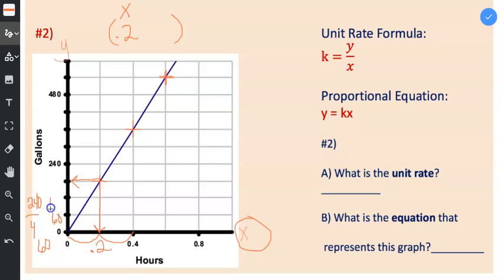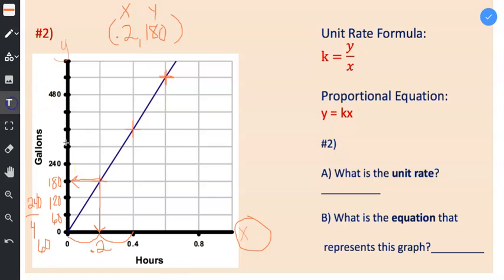60 plus 60 is 120. 120 plus 60 is 180. 180 plus 60 gets me to 240. That works great. So this must be 180. So my y value is 180.